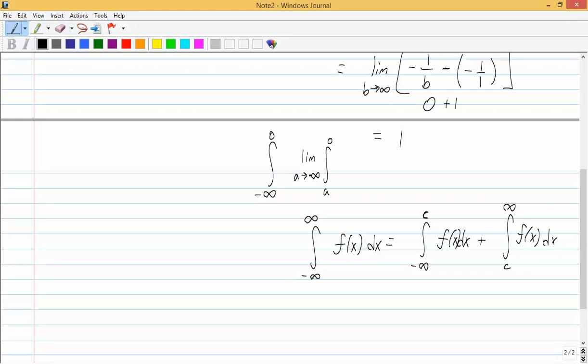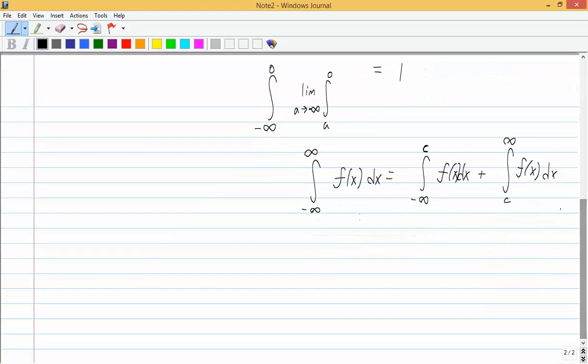You know, because sometimes if you don't, your integrals just won't come out right. So you need to make sure you split those up. And c can be any value. The most convenient value is usually 0, but it doesn't have to be 0.